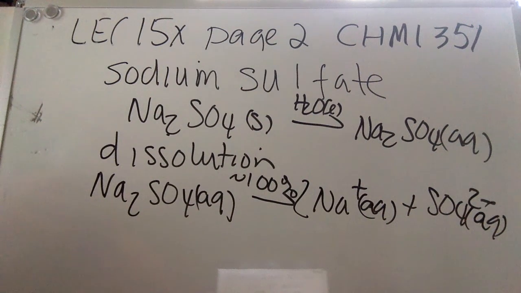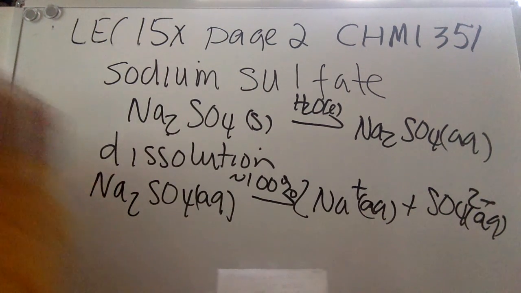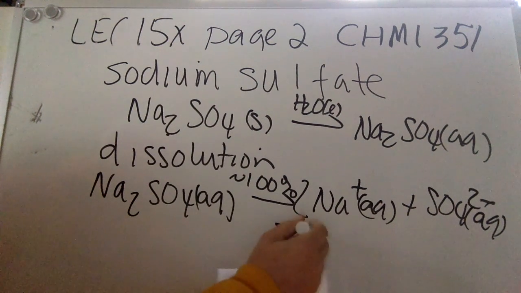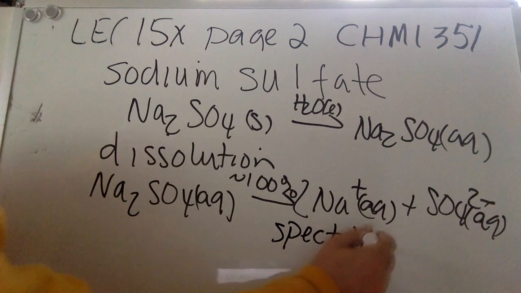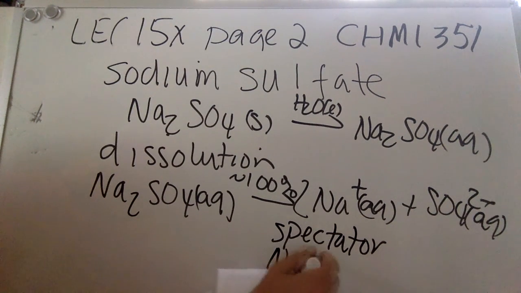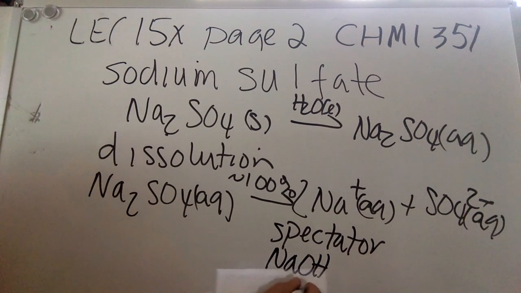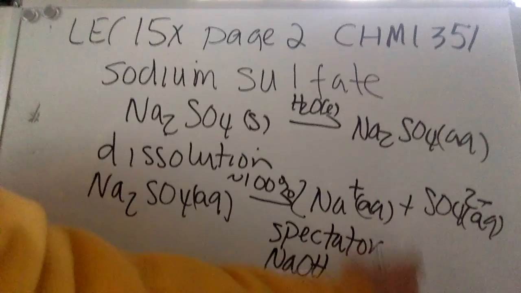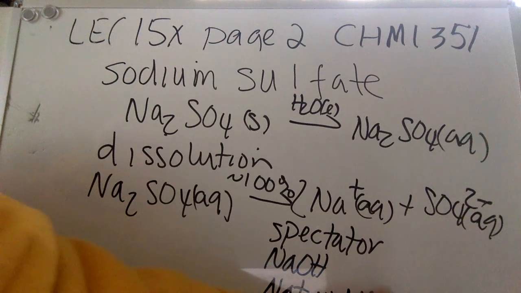From our list that we made prior to spring break, we said that sodium was a spectator ion because it's from a strong base. So sodium hydroxide being a strong base, then its conjugate, the sodium ion, would be a very, very weak acid.